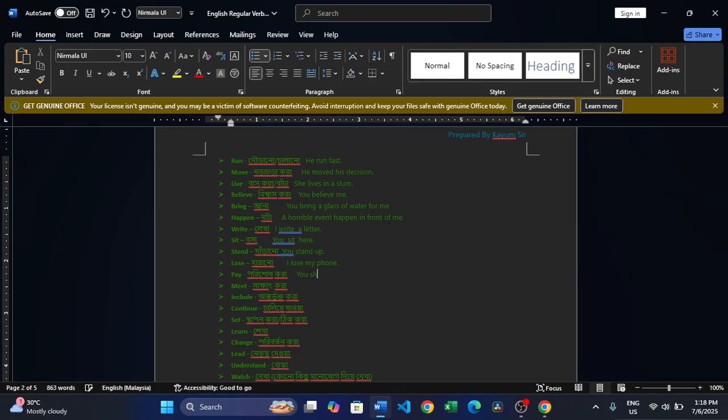You should pay. You should pay your due. Okay, so this is the basic form of a sentence. That's how you can make a sentence.